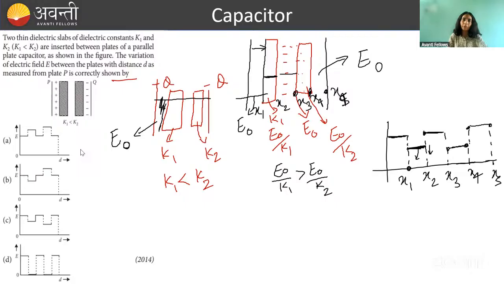Then which is going to be the correct answer? C. It is C. So C will be your correct answer. Then, so these are the sort of questions we may be asked.